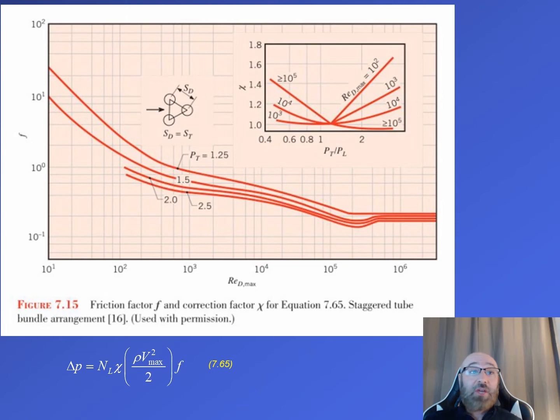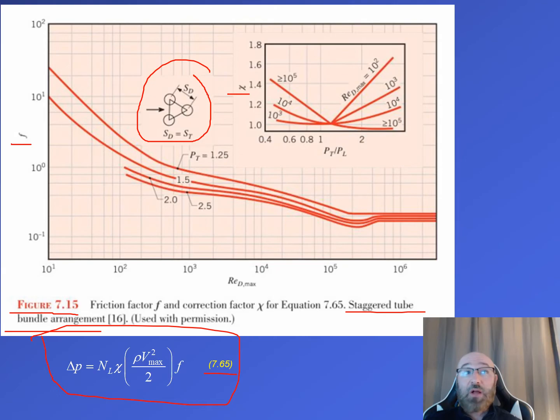So again, this particular 7.14 is for the aligned one. So now let's take a look at figure 7.15. So this is for the staggered tube bundle arrangement rather than the aligned. So we can see that configuration up here. We again see on our y-axis we have our friction factor F, and over here we have our correction factor. And these again relate back, once we get these values from these figures, to our equation 7.65 in our textbook that I've written out down below here as well.